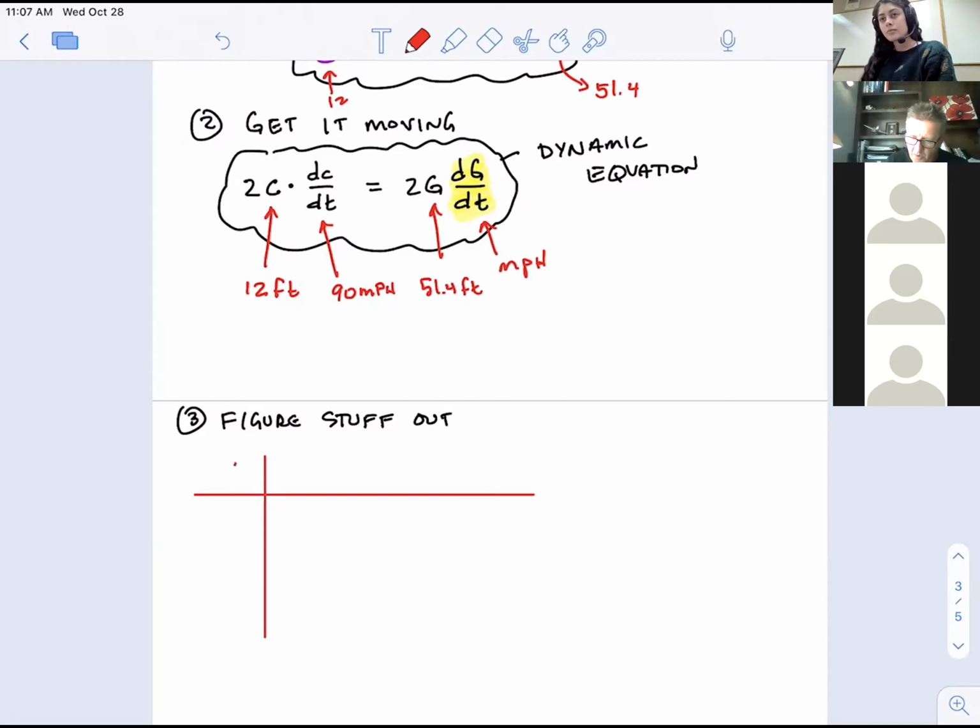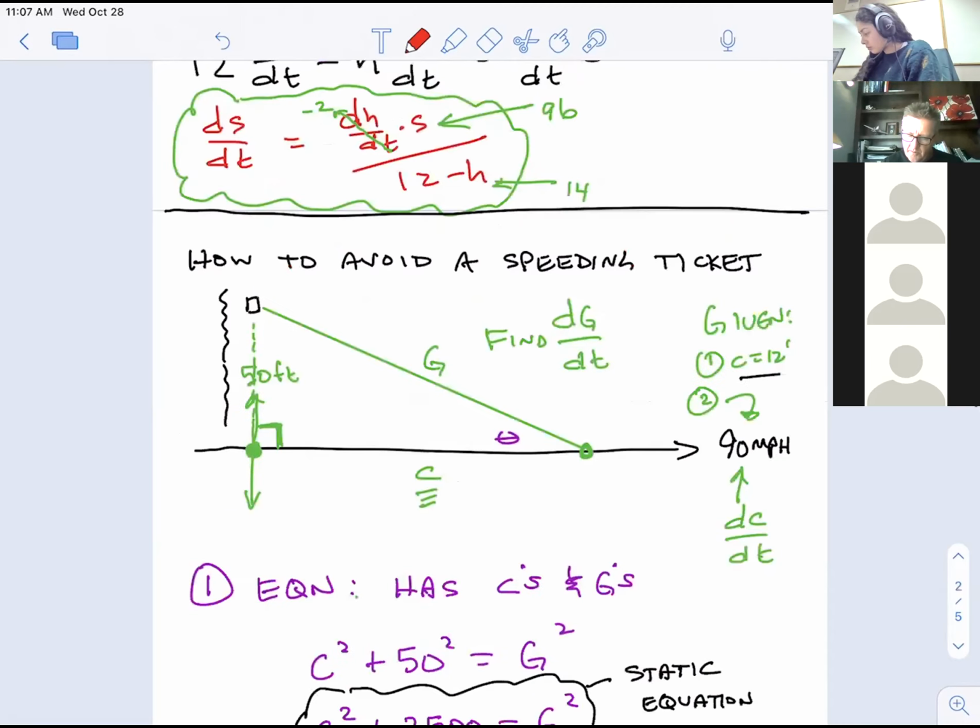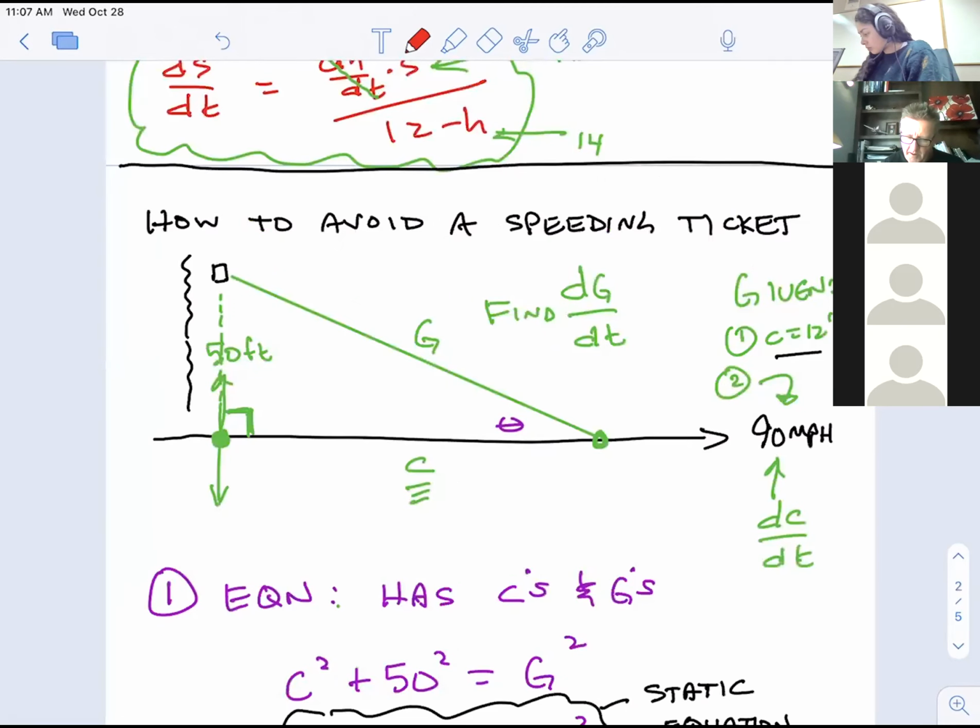But again, let's answer some more questions. When c is 12 feet, then what is dg/dt? It was 21 miles per hour. Again, does that actually make sense? Look back at the picture. The cop is 50 feet away, so you'd be right here. Even though you're going 90, you're still pretty close to the cop. Does that make sense? And so he's not going to read anywhere near your speed. That's what they teach in cop school: don't pull the trigger right then. It doesn't make any sense to pull the trigger right then.